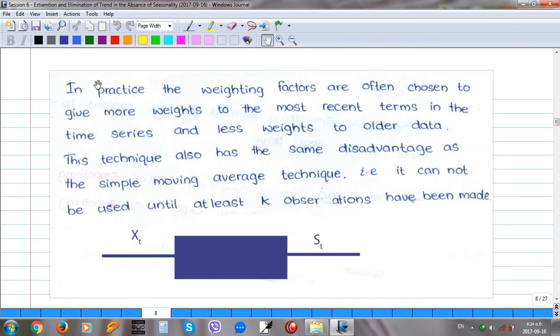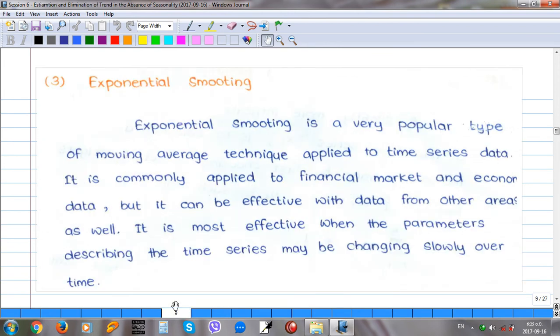Now if we take the weighted moving average filter, we can use more weight for the recent data and less weight for the older data. This technique also has a disadvantage, as with the simple moving average technique: it cannot be used until at least k observations have been made. So here also we can't use it until k observations have been made for this weighted moving average filter. Then the third one is exponential smoothing.